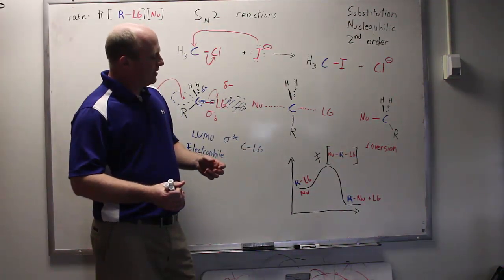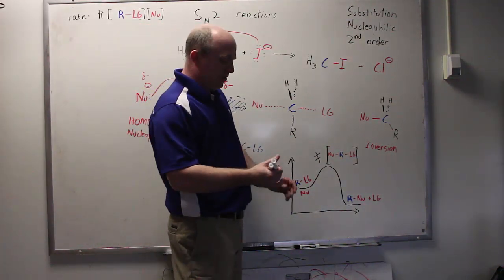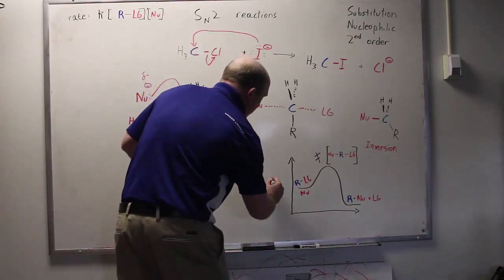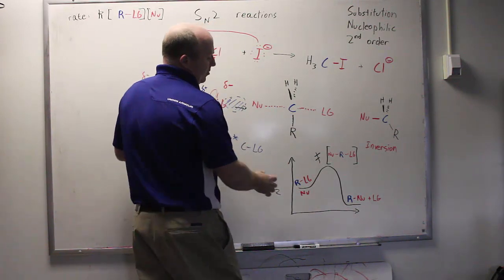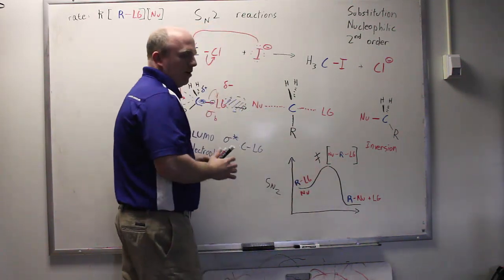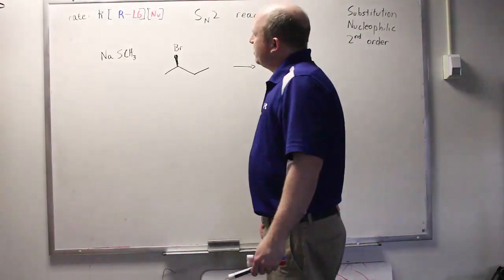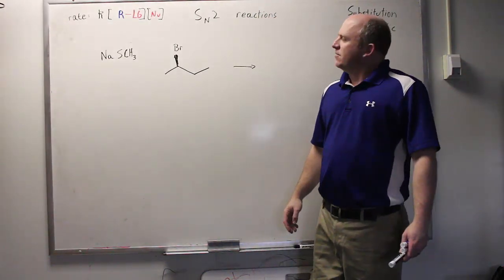So the reaction coordinate diagram for an SN2-like process is going to be one that goes from starting materials directly to products. You pass through a single transition state. There are no intermediates along the way. So let's draw out another example of an SN2 type reaction.